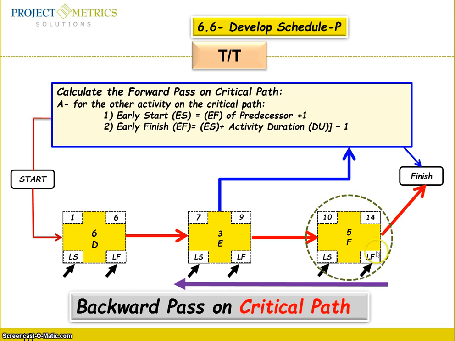Now let's go backward. How are you going to calculate the backward pass? The early finish here is 14 on the critical path. As a rule of thumb, on the critical path, the early finish equals the late finish, and the early start equals the late start. So in the exam, right away, you know it is 14, and you put 14 here. You find early start 10, and you put it as a rule of thumb.